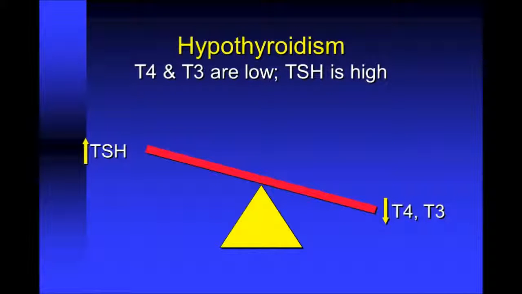Finally, in hypothyroidism, as the level of T4 and T3 in the bloodstream go down, the level of TSH goes up. Again, the elevation of the TSH is an attempt by the pituitary gland to signal the thyroid to increase its production of thyroid hormone to make up for the low levels of thyroid hormone that it senses in the blood.